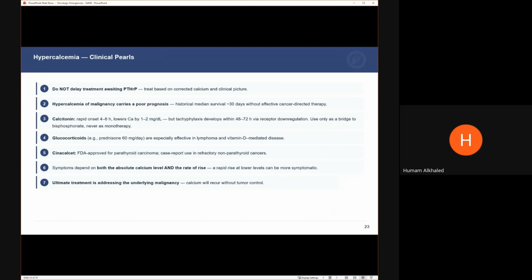Some of the clinical pearls with hypercalcemia: we do not want to wait for the PTHrP results before treating. So act based on the corrected calcium and clinical picture of the patient. The PTHrP results will not change your immediate plan. Hypercalcemia of malignancy has a poor outlook, so without effective cancer treatment, historical median survival is about 30 days. So you want to make sure that you catch it and treat it.